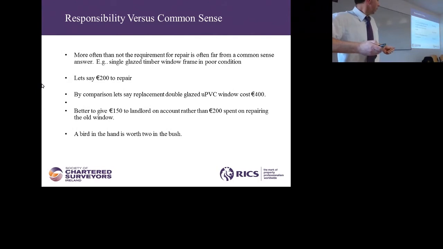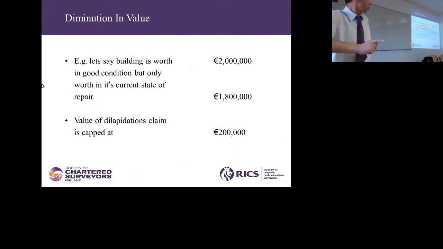The other concept I wanted to look at was the whole concept of diminution in value. A landlord's claim is capped by the diminution in value. So in very simple language, that means that if you had a building in good repair worth €2 million, but in its current state of disrepair it's worth €1.8 million, there's no point in serving a schedule of dilapidations for 500,000 because you won't succeed. The claim would be capped at 200,000. Now it's a little bit simple, that statement, because it only relates to repairs. It doesn't include, let's say, willful neglect and other damage to the building.